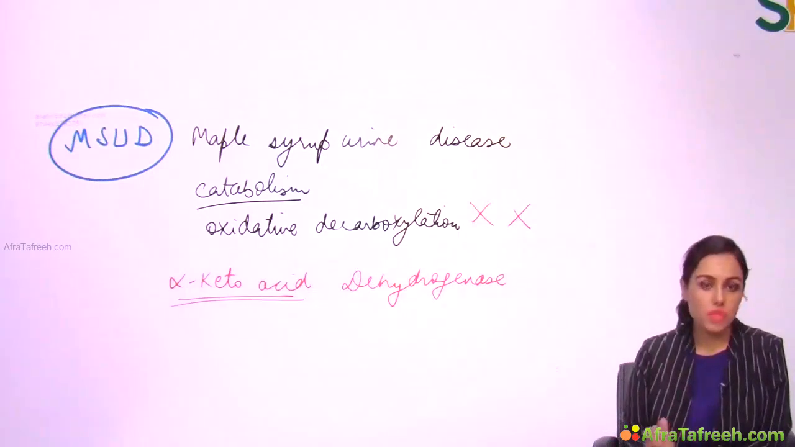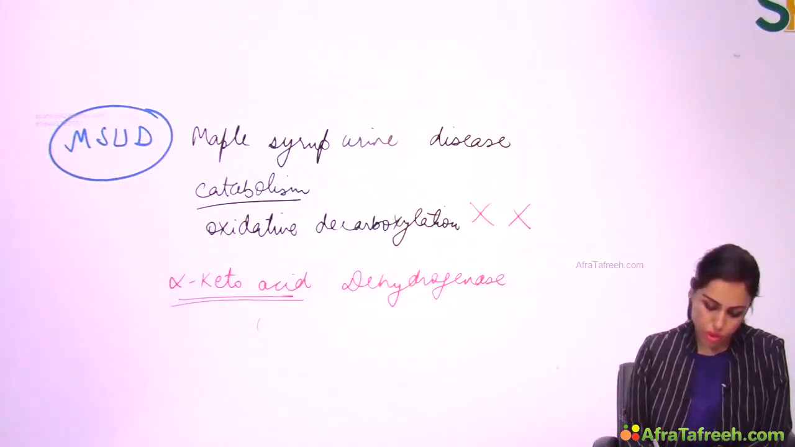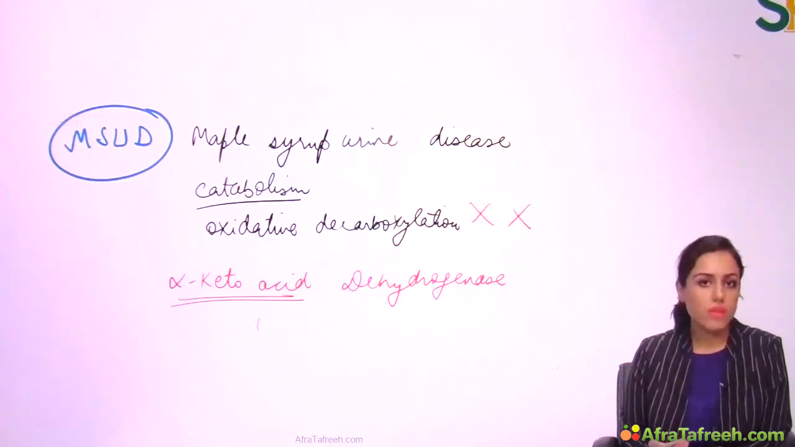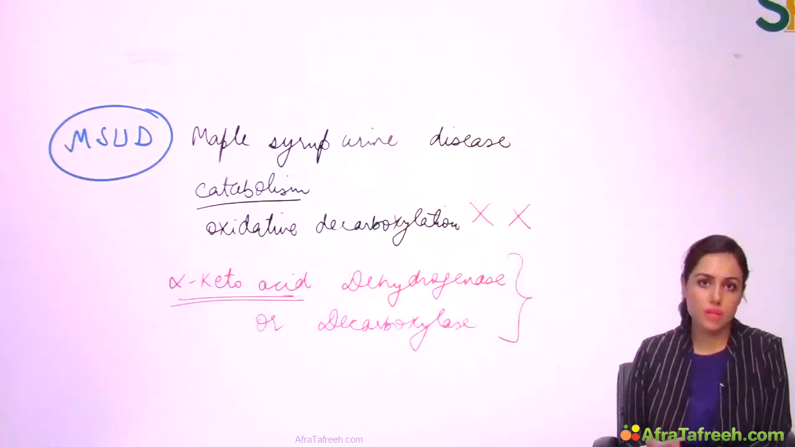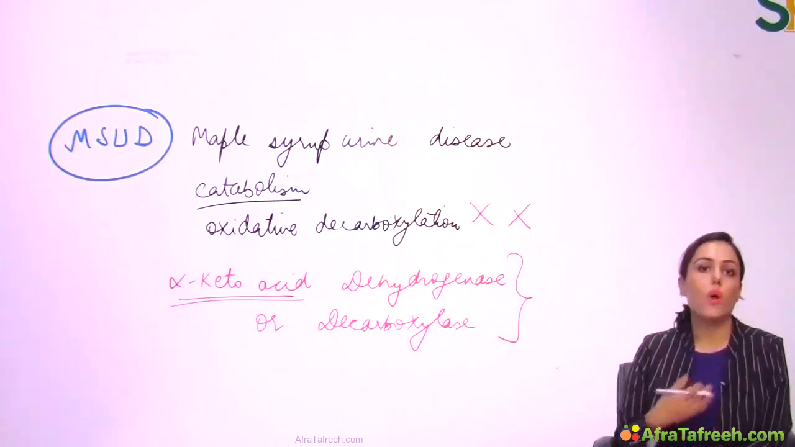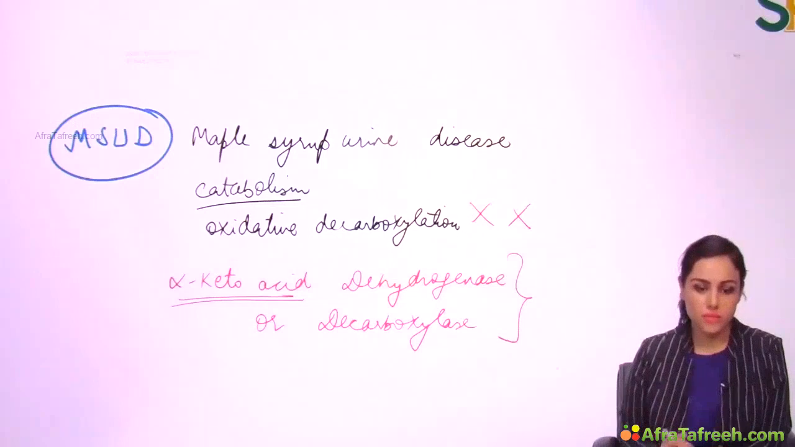So the name of enzyme is dehydrogenase, or also they can call it alpha keto acid decarboxylase. Both names are used for this enzyme. So whatever is given in the option, you can mark, both will be correct. Alpha keto acid dehydrogenase or alpha keto acid decarboxylase, right?